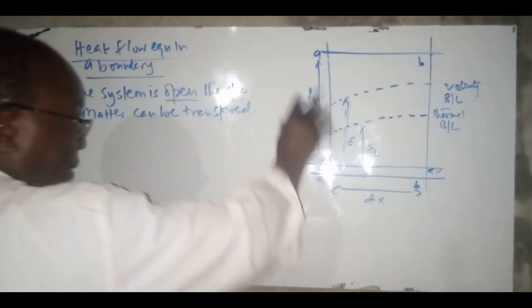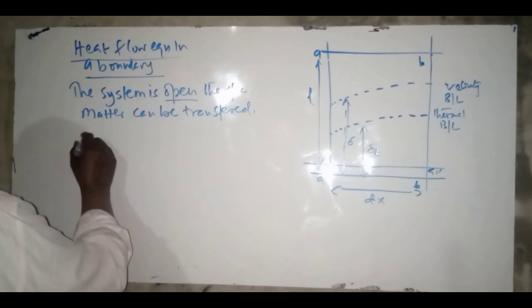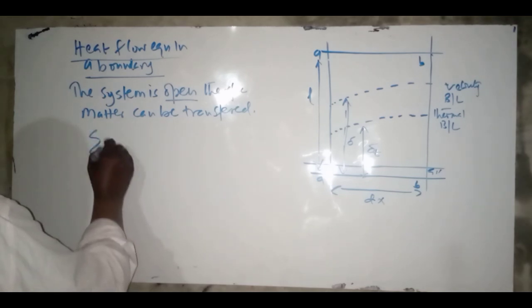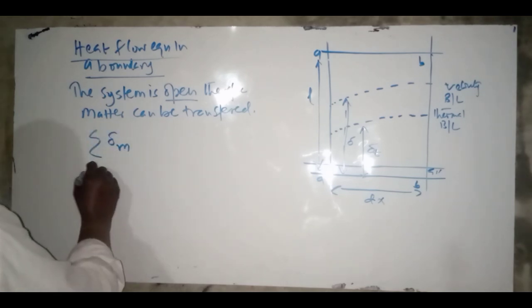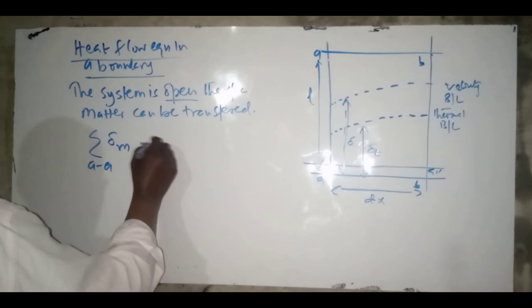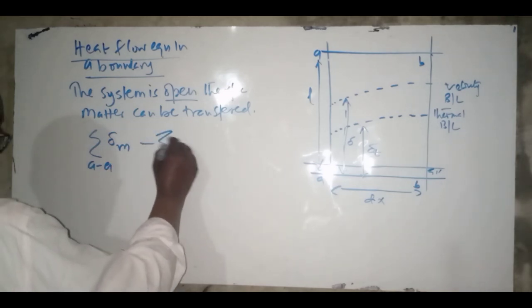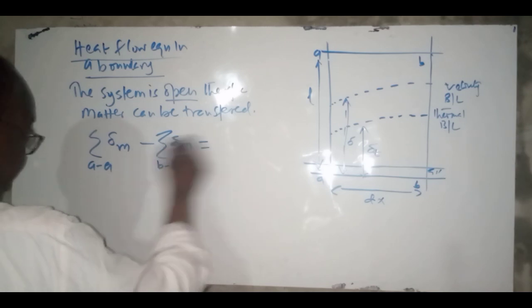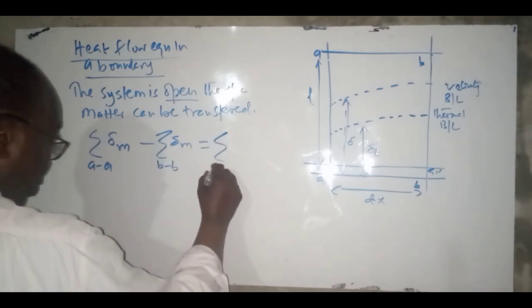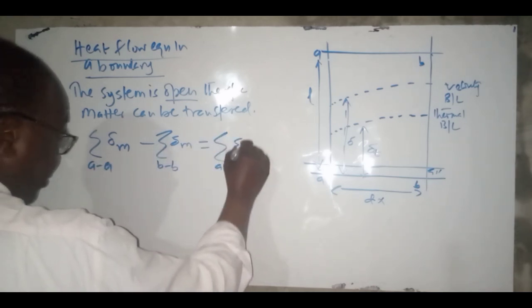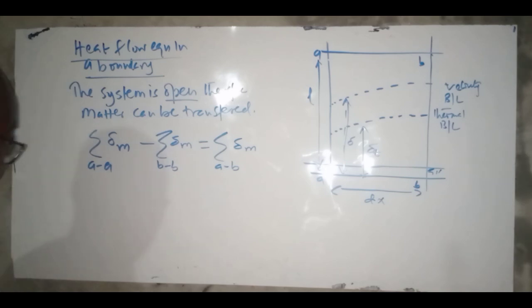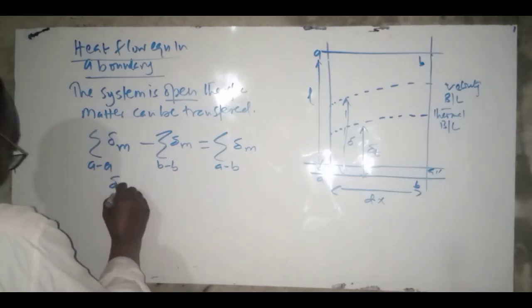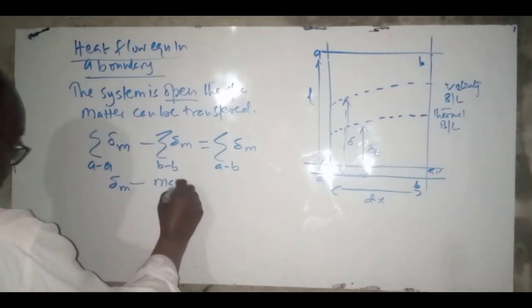So if we just represent those masses systematically, let's say sigma m at AA minus sigma m at the plane BB will be the same as sigma m that has exited through the plane AB. So these sigmas, we're just talking of the masses.